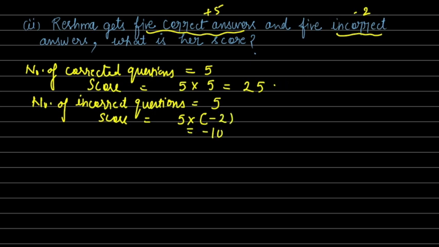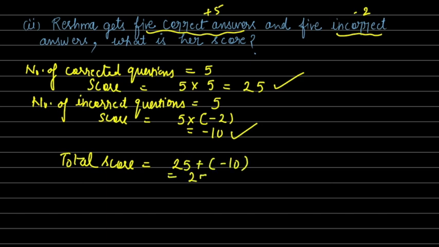So for the correct answers she has got 25 marks, but she has done 5 incorrect and the score is coming out minus 10. So what will be her total score? Her total score will be the sum of these two. So 25 plus minus 10, which gives you 25 minus 10, and then 15. So Reshma is getting 15. Okay.